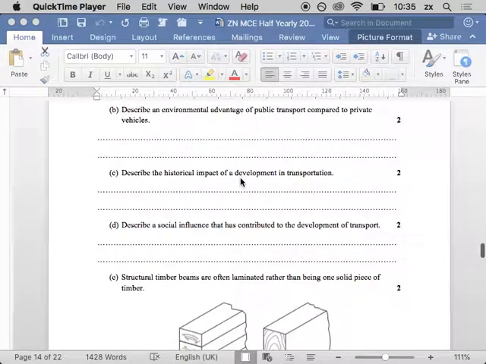Okay. Describe an environmental advantage of public transport compared to private vehicles. It uses less fossil fuels. Okay. Per person. Per person. That is the key to the second mark there. In turn, there's less pollution. Great. So yes, less pollution per person is really the important part. You need to kind of spell things out for the second mark.